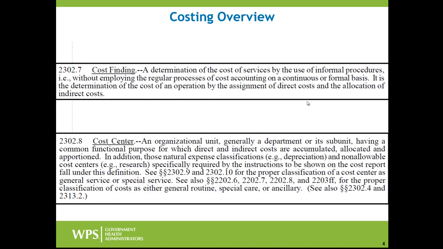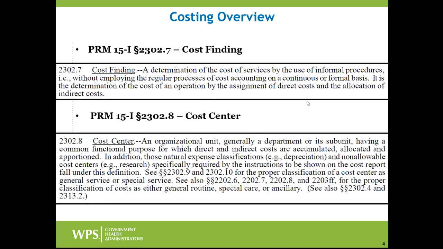So if we bring in a couple of additional sections, 2302.7 and 2302.8, the point 7 deals with cost finding. It defines that term, and it says it's a determination of the cost of services by the use of informal procedures. In other words, without employing the regular processes of cost accounting on a continuous or formal basis. So we're taking a look at direct costs and indirect costs.